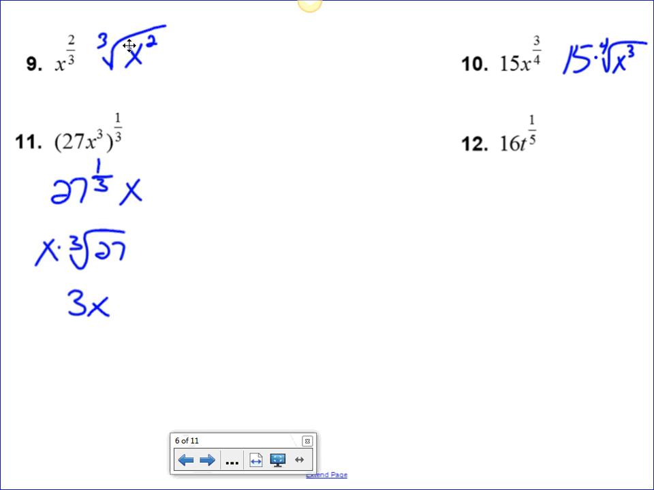Okay, this one, 16 has no power, so it just stays 16. And then what we're really looking for is the fifth root of t. So it'd be written like this, 16 times the fifth root of t. Okay.